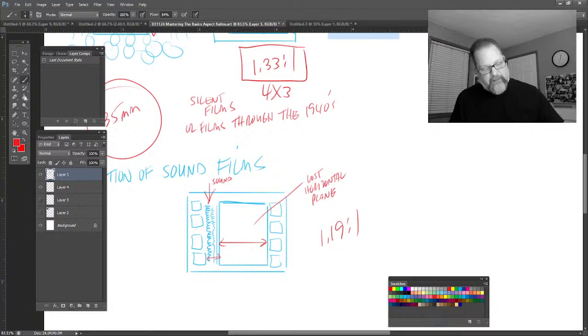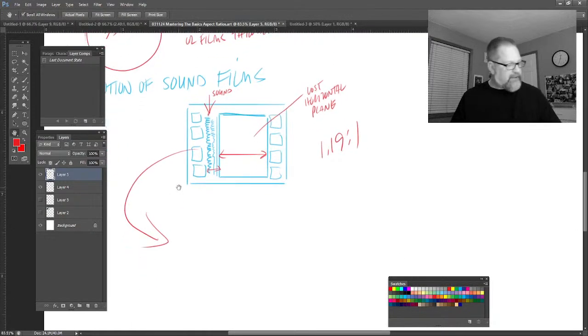And then from there, because audiences didn't like that squeezed aspect ratio, it went into the same technology and everything, but it went into the Academy ratio.